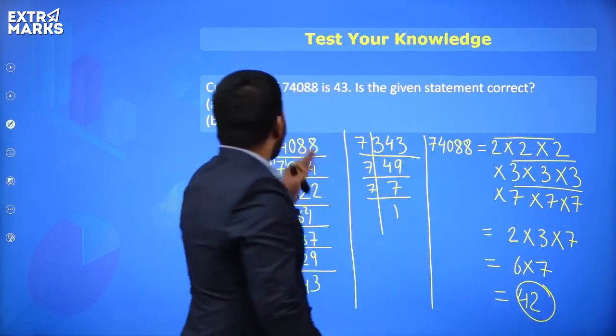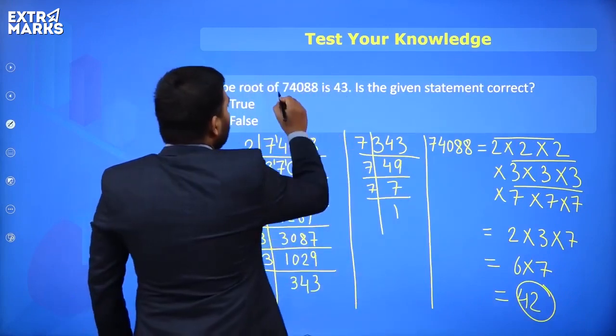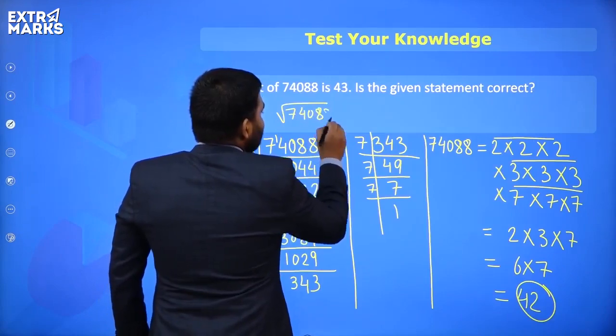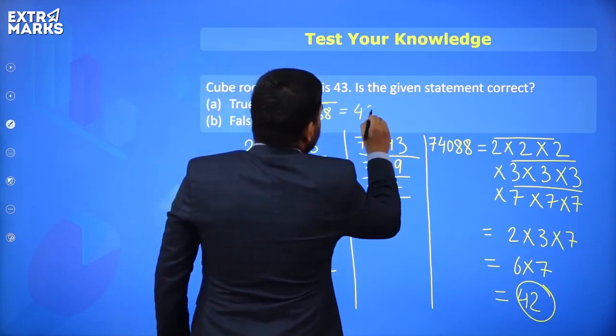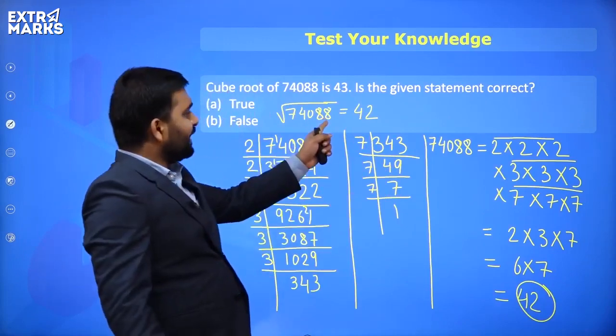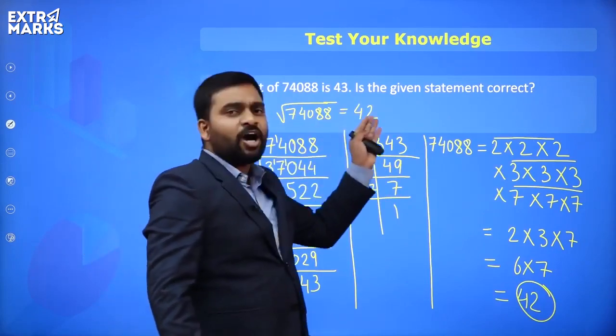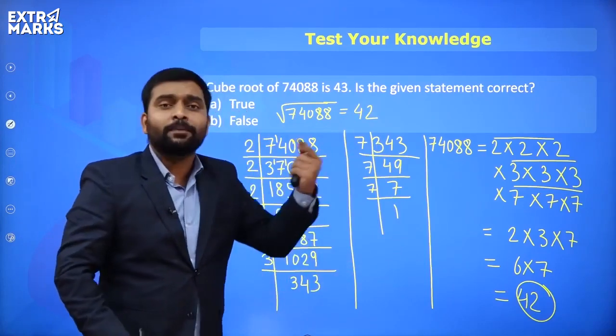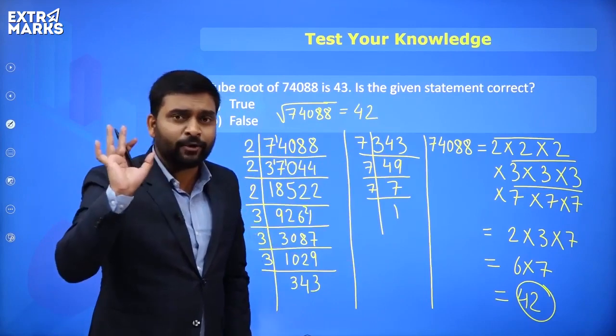That means the cube root of this number, the cube root of 74,088, is how much? It is 42. And if you all remember, in the beginning only I told you, the number is ending with 8. That means its cube root will have how much? 2 in the unit place, right? So I hope you all can recall the previous class also. Is this point clear to everyone?